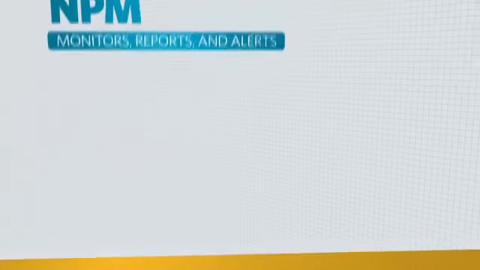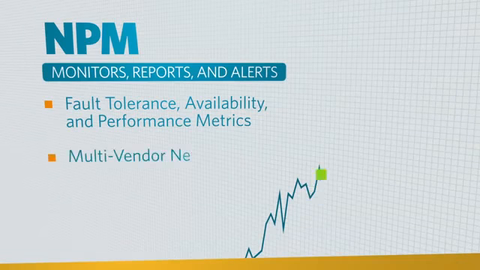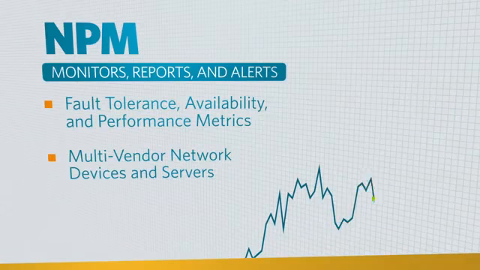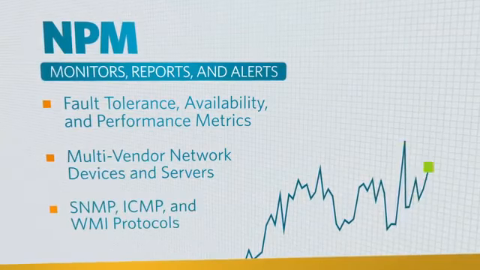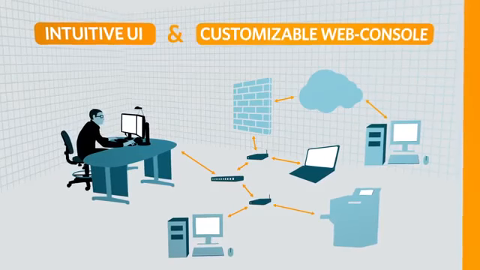NPM monitors, reports, and alerts on fault tolerance, availability, and performance metrics of multi-vendor network devices and servers by leveraging SNMP, ICMP, and WMI protocols. This information can be easily accessed through an intuitive UI and customizable web console.